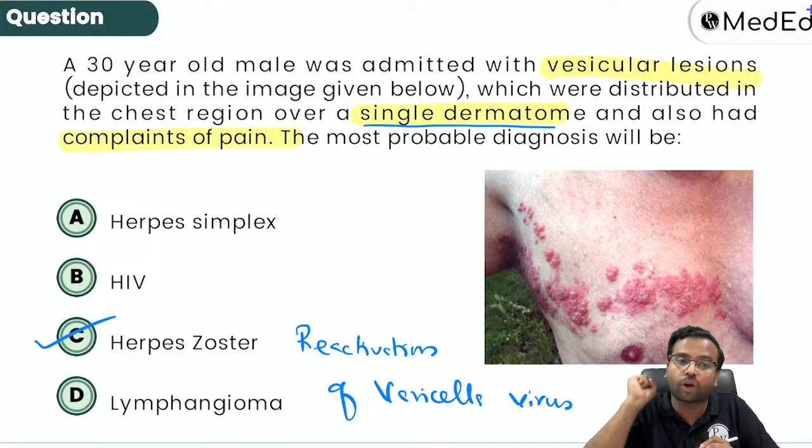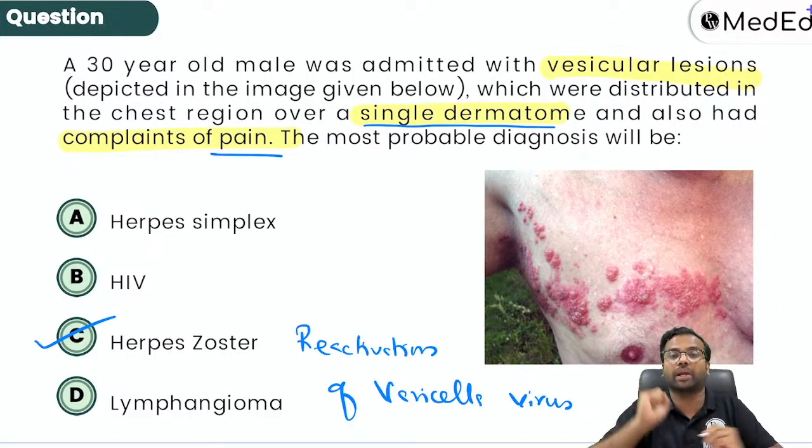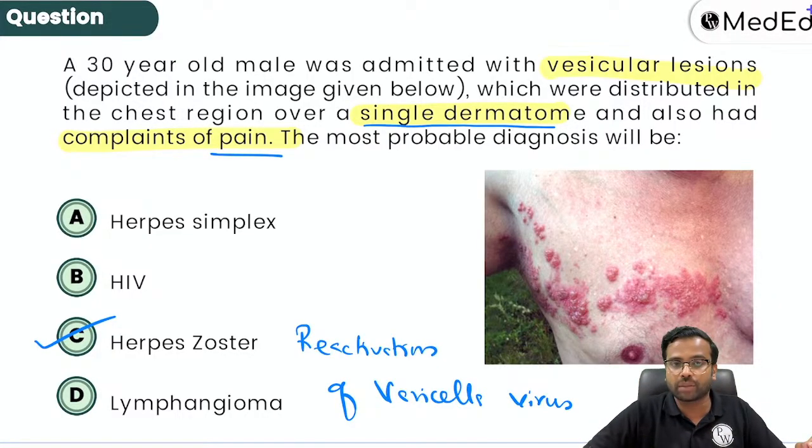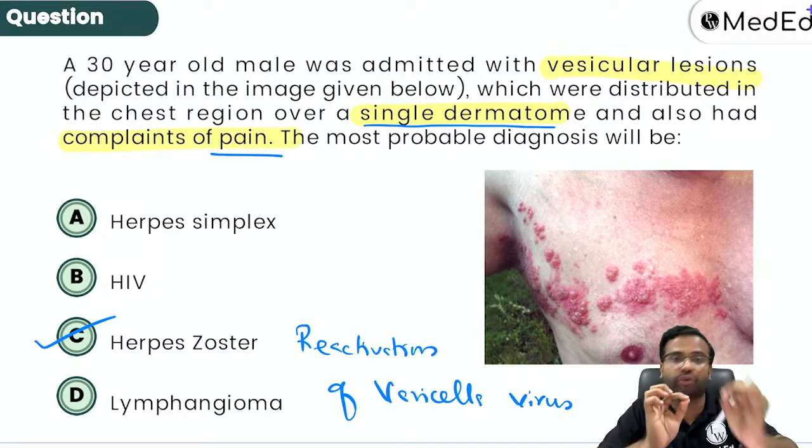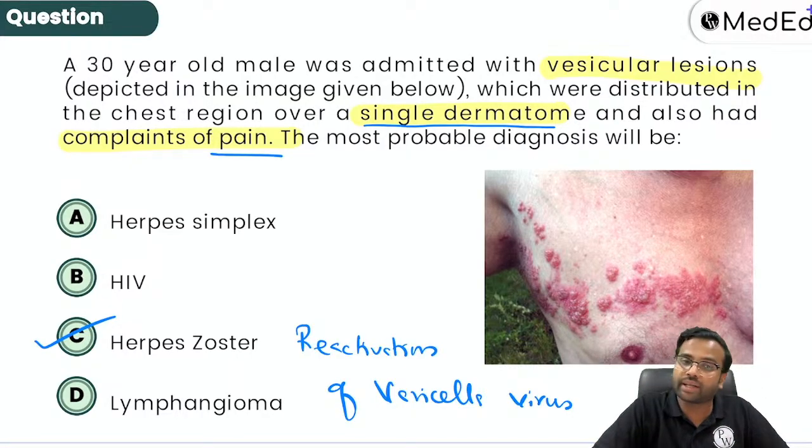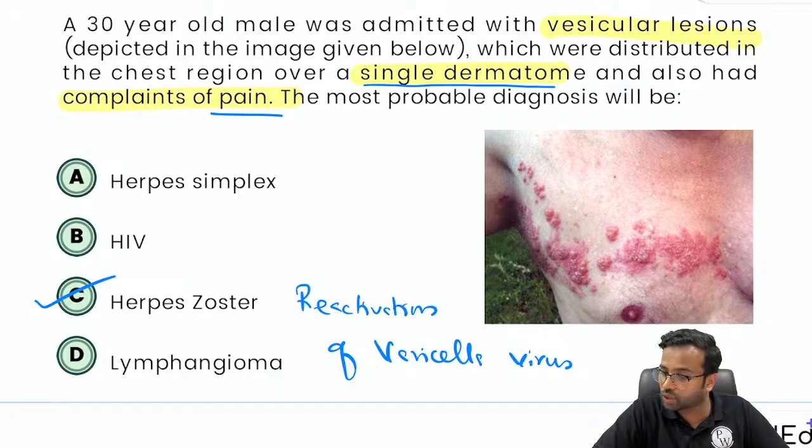A single dermatome is involved and the patient is complaining of a burning pain, because the patient may complain like somebody has lighted fire over the skin. So the right answer here should be herpes zoster.